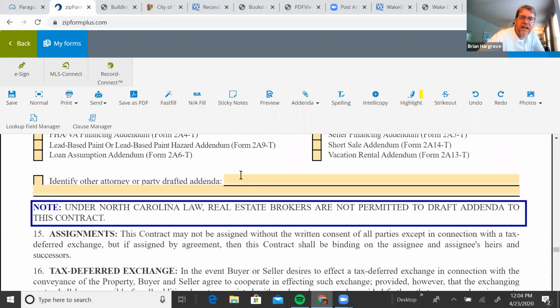But if we're going to do that, whatever addendum it is, like we have an appraisal addendum that our firm uses that I had an attorney draft, right? So whatever we're explaining there, the actual document, the addendum needs to be drafted by an attorney or one of the parties to the deal. We as agents can't do that.